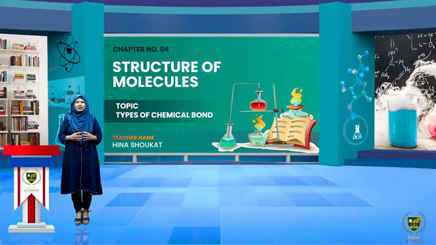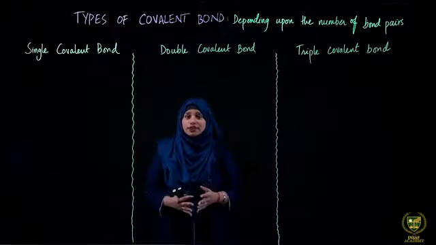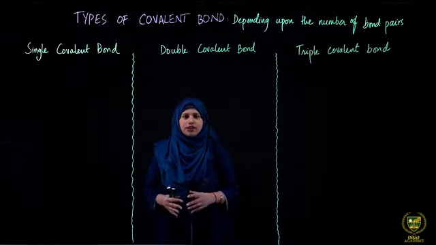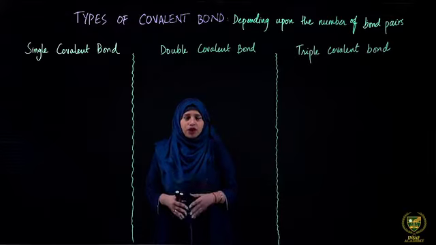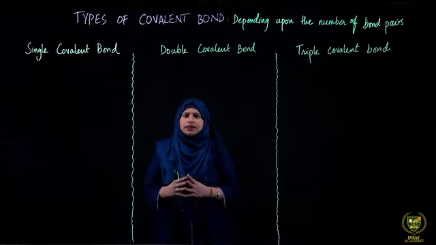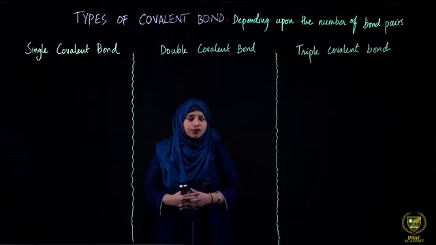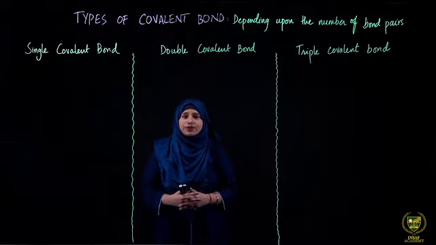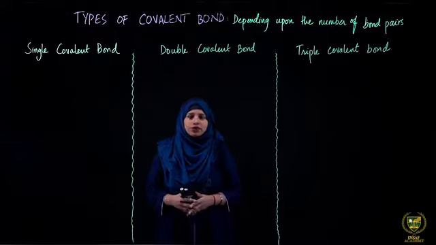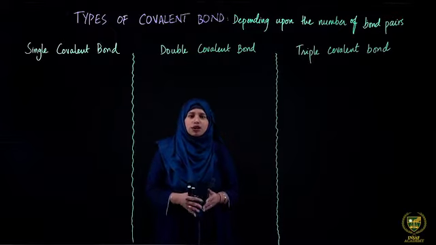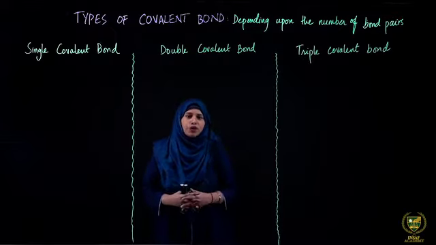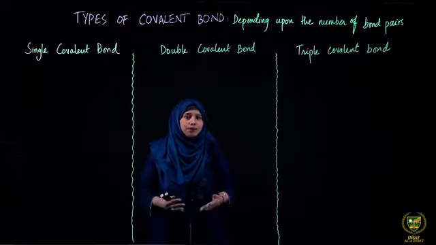So students, as you know, in our previous lecture, we discussed what is covalent bond and we did some examples related to covalent bond. But in this lecture, we are going to discuss in detail types of covalent bond. As we know, there is not only one bond pair involved in a covalent bond all the time. There could be more than one bond pair as well.